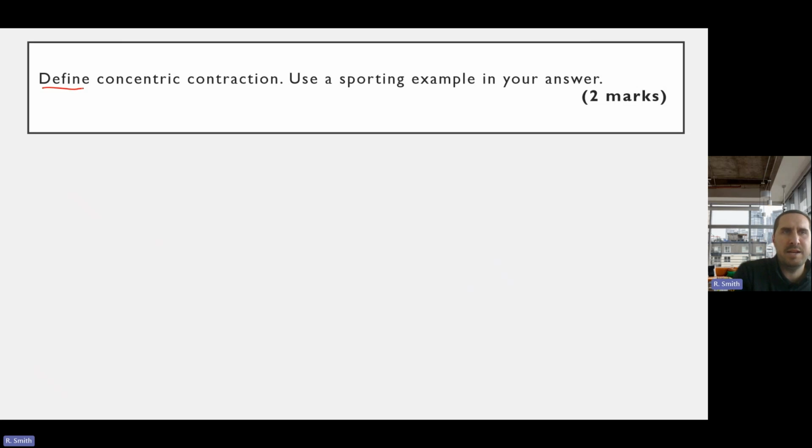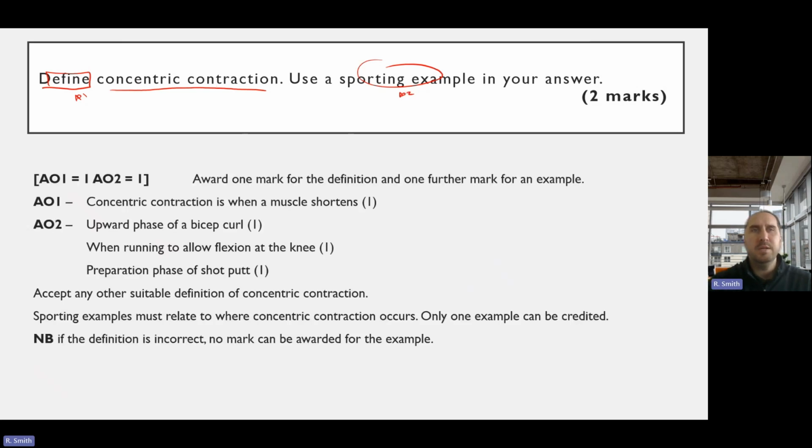Define. The word define means AO1: a concentric contraction. That means isotonic concentric, using a sporting example. 1 mark for the definition, 1 mark for the example. So an isotonic concentric contraction is where the muscle shortens.